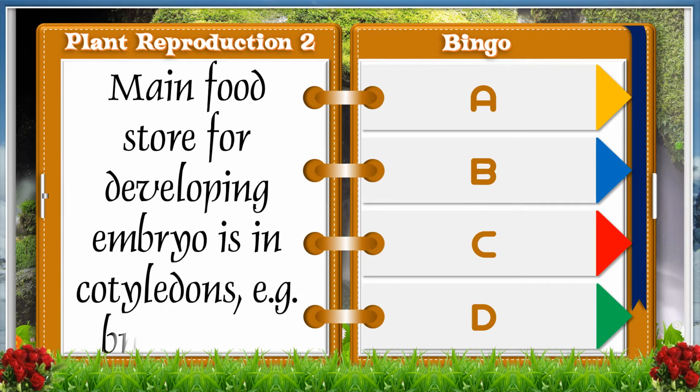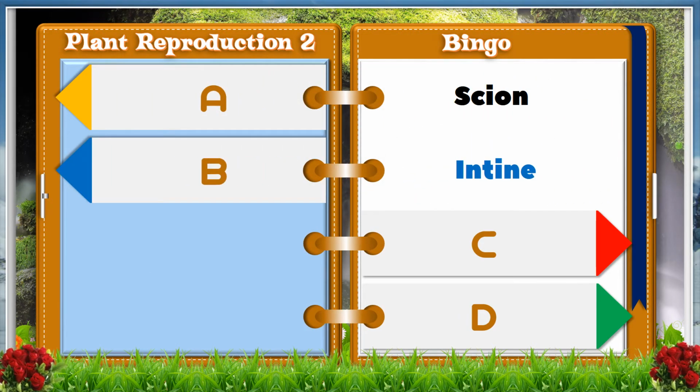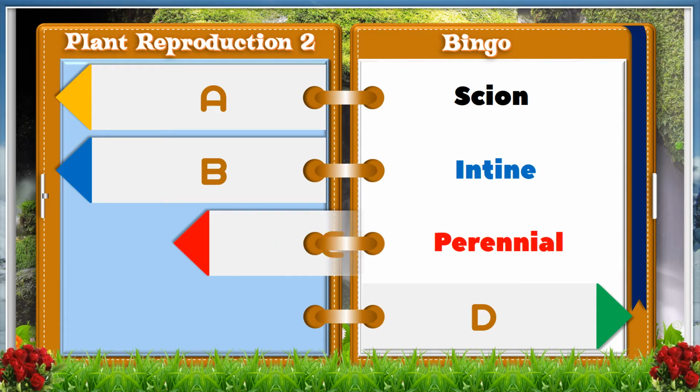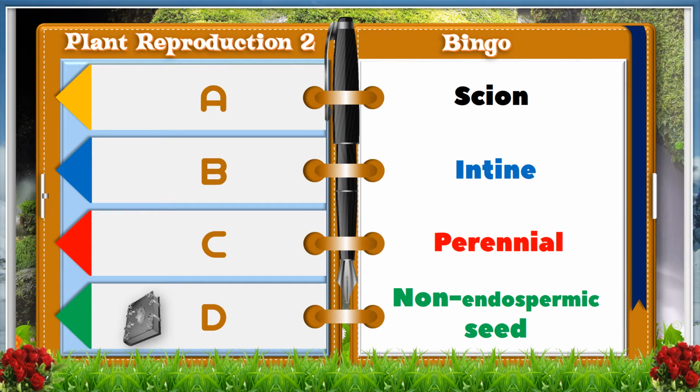Main food store for developing embryo is in cotyledon, e.g. broad bean. A. Scion. B. Intine. C. Perennial. D. Non-endospermic seed. And the answer is D. Non-endospermic seed.